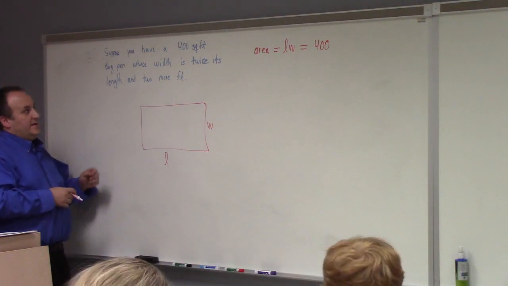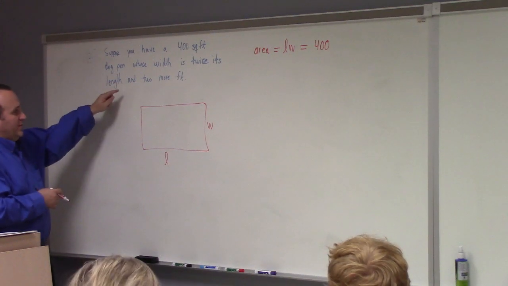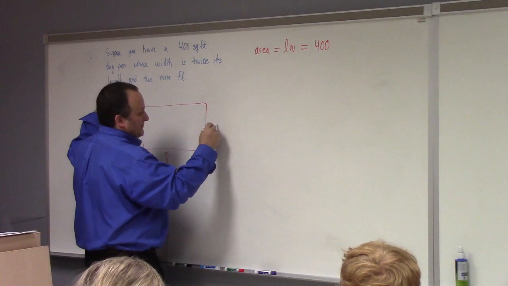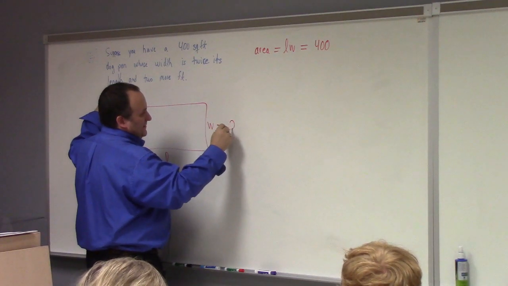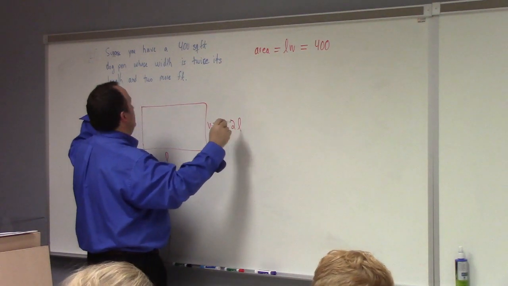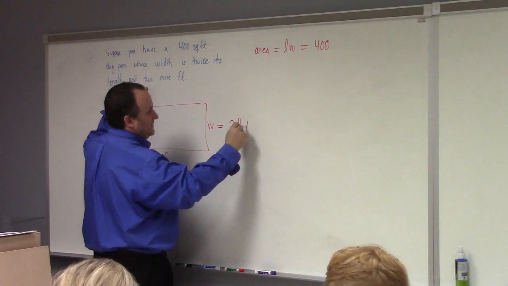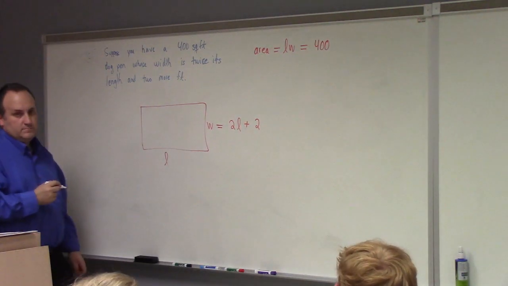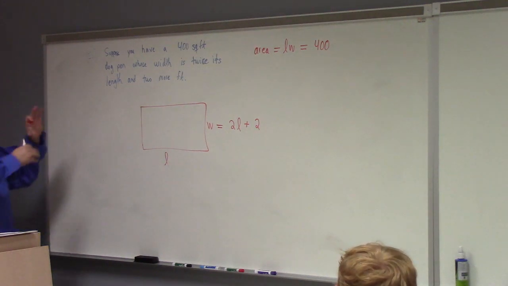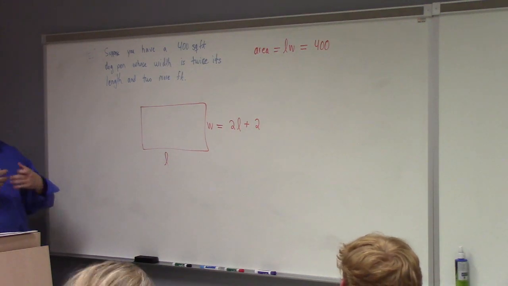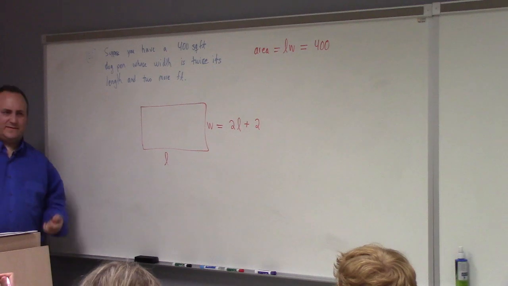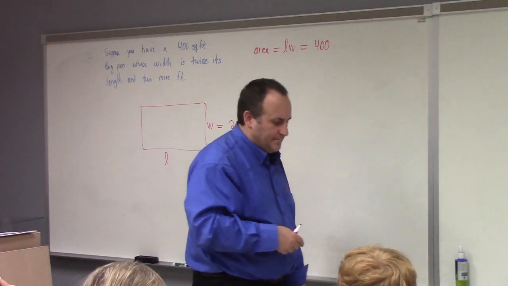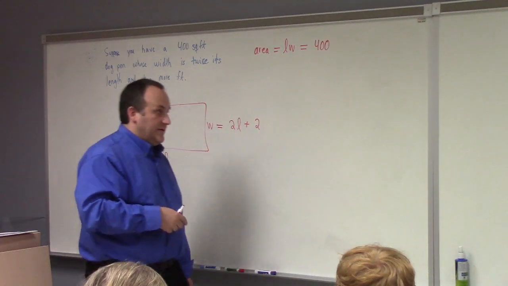Now, what equation do we have here? The width is twice the length and 2 more feet. So what I mean by that is 2 times L, 2 times the length plus 2. Right? Like if there's a better way to write that sentence, like it's 2 more feet than twice its length would be a more natural way to write it, right? Wonderful.